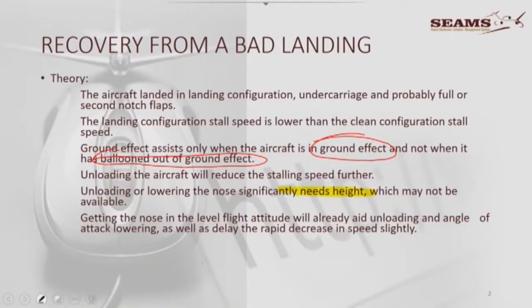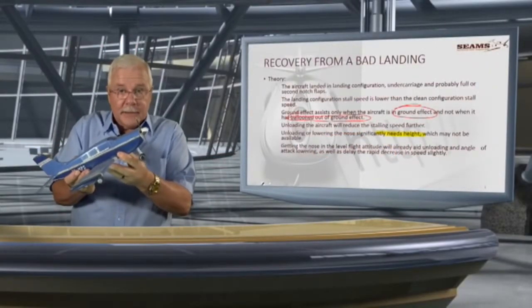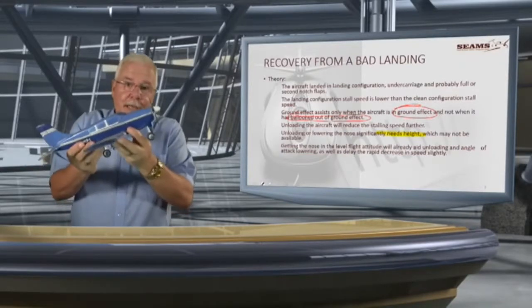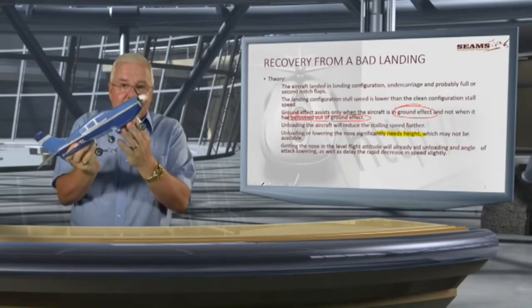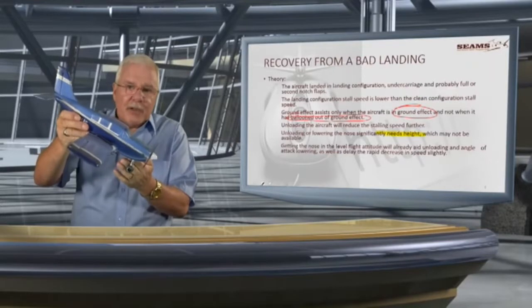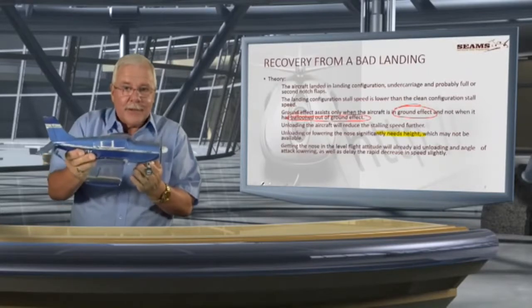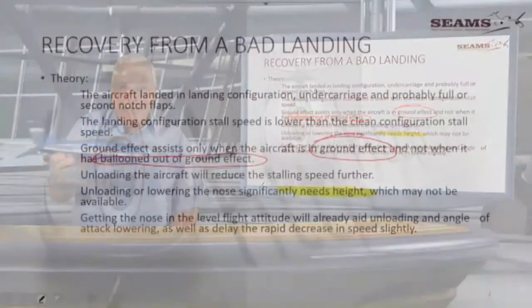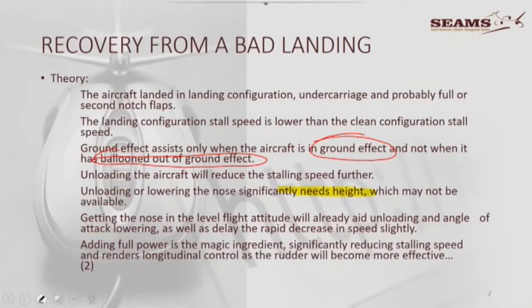Let's have a look. Getting the nose to a level flight attitude will already aid unloading and angle of attack lowering, as well as delay the rapid decrease in speed. Remember now that if the nose attitude is too high, okay, you ballooned and now you push forward, and if you do that, the ground is where you're going to fly in. So the idea from a balloon is not to over-rotate towards the nose, because invariably there's going to be too little height. So the first part is to level the disc, or at least the aircraft. Here I'm getting back into helicopter mode now. Getting the nose level, and we said that adding full power is the magic ingredient.